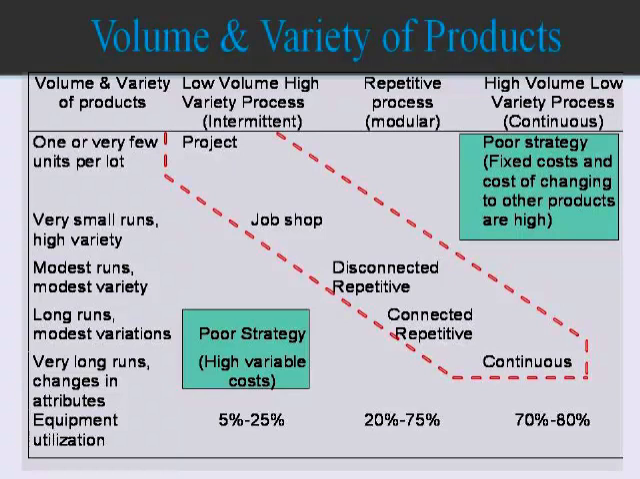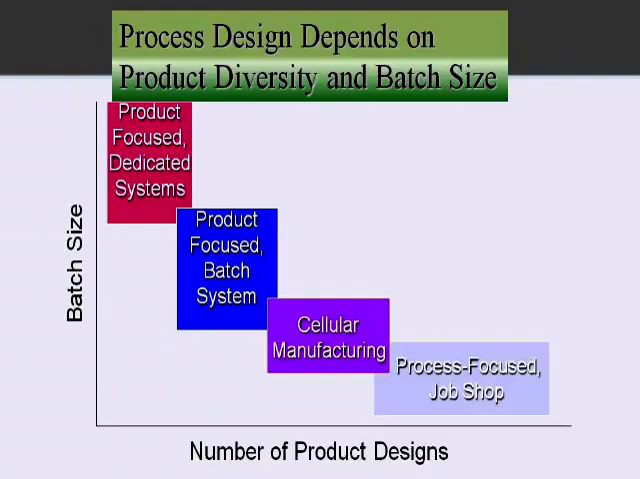This is also a graph, another graph. You can see that process design depends on product diversity and batch size. The number of product designs is on the x-axis, and batch size is on the y-axis.